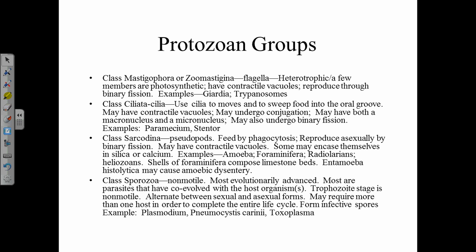Remember that the things in class Sarcodina can cause some human diseases like dysentery, which is another bad case of diarrhea. There's also the brain-eating amoeba, which is sort of scary as well.